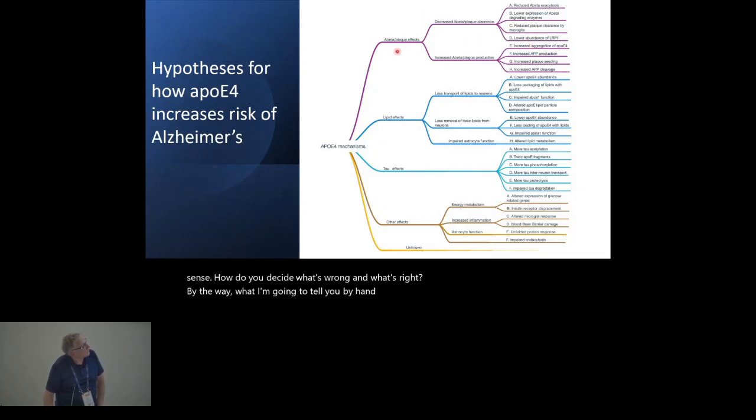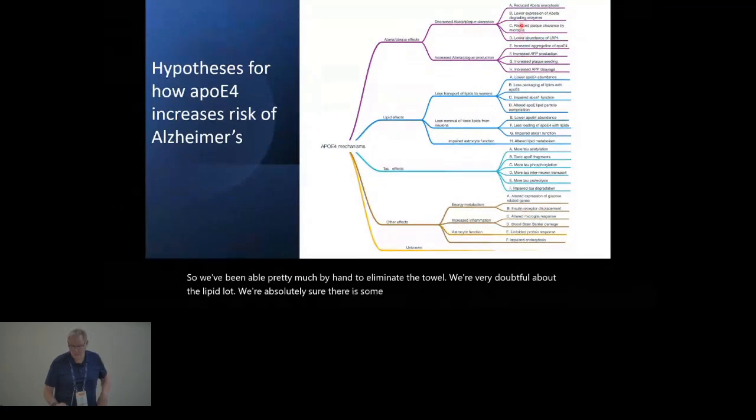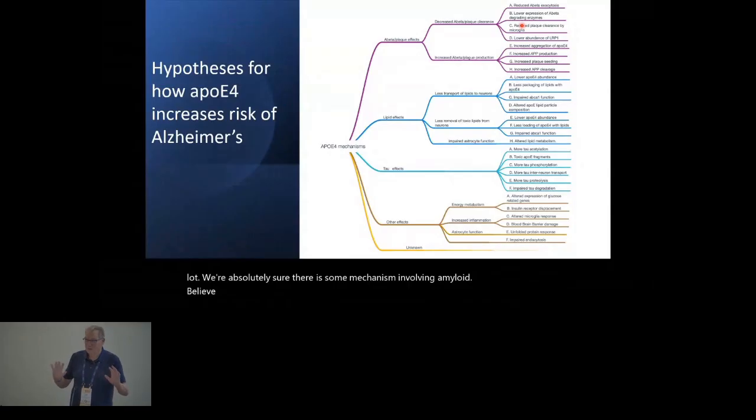So you see there are big branches here. This is sort of classical amyloid stuff. There's a lot of role for lipids, perhaps. There's this other protein involved in Alzheimer's called tau. So we've been able pretty much by hand to eliminate the tau lot. We're very doubtful about the lipid lot. We're absolutely sure there is some mechanism involving amyloid. Believe you me, that's not an obvious conclusion in the field. And that's from doing the sort of thing I'm about to describe.